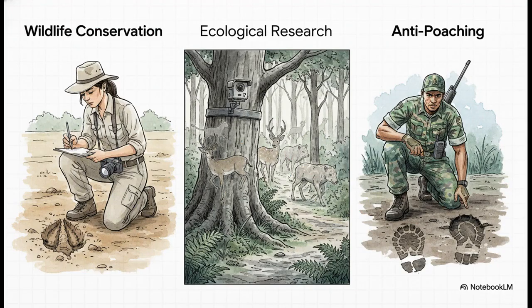And this ancient science has profound modern importance. Today, expert trackers are absolutely essential in wildlife conservation, in ecological research, where they can study animal behavior without disturbing them, and critically, in anti-poaching units, where they can track intruders, often stopping them before any harm is done.